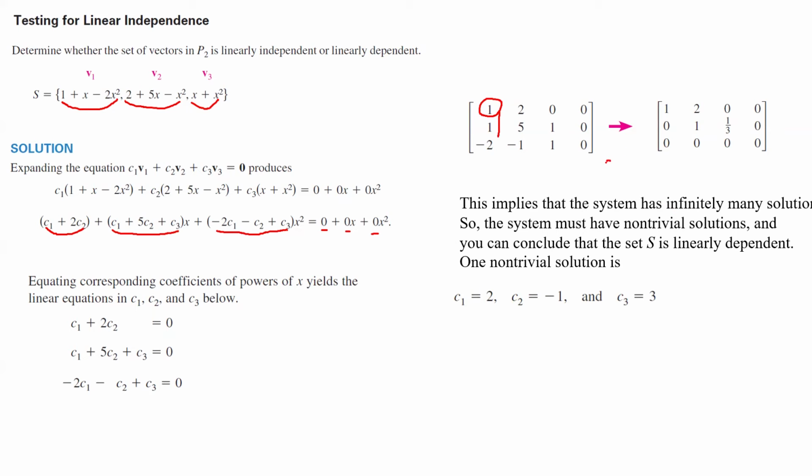So again, you have C1 plus 2C2. You have to introduce a parameter like t or s. It doesn't matter which one you're using. But since you have a parameter, you end up with infinitely many solutions. And from the second line, you have C2 plus a third C3 equal to 0.